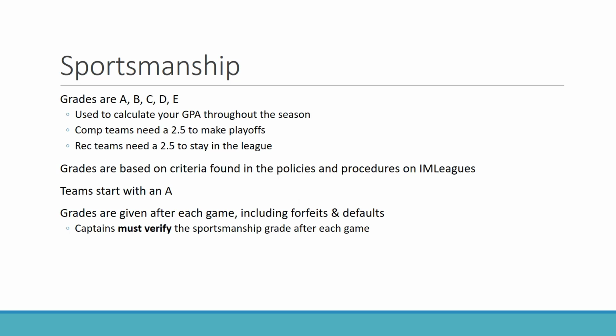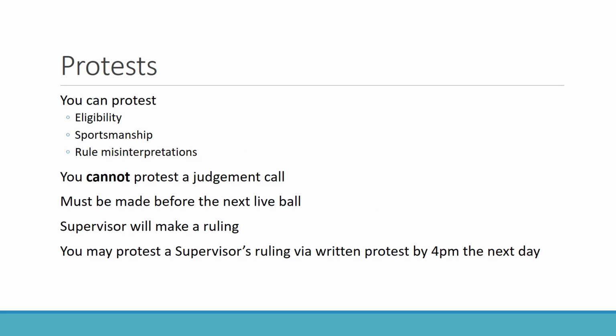You can protest a few things in intramural sports: eligibility, sportsmanship, and rule misinterpretations. If you protest a rule misinterpretation, it has to happen at the field before the next dead ball. And if you protest your eligibility or sportsmanship, you may protest it at the field or by 4 p.m. the next day in writing to our office.